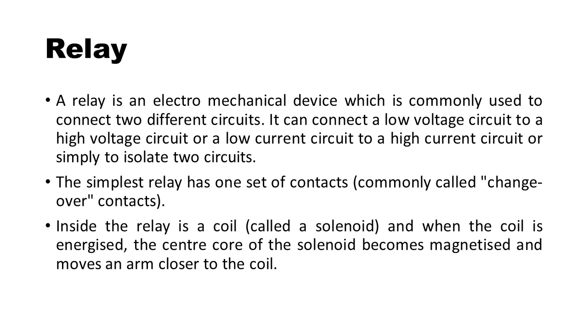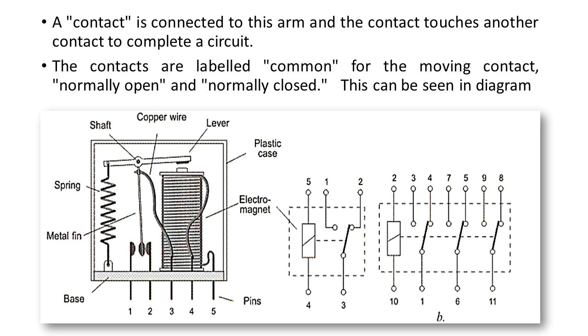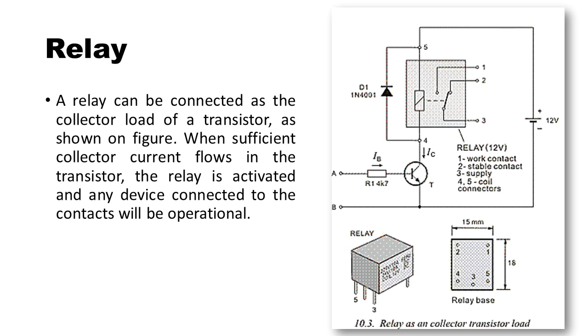Inside the relay is a coil, called a solenoid, and when the coil is energized, the center core of the solenoid becomes magnetized, and moves an arm closer to the coil. A contact is connected to this arm, and the contact touches another contact to complete a circuit. The contacts are labeled common for the moving contact, normally open, and normally closed. This can be seen in the diagram.